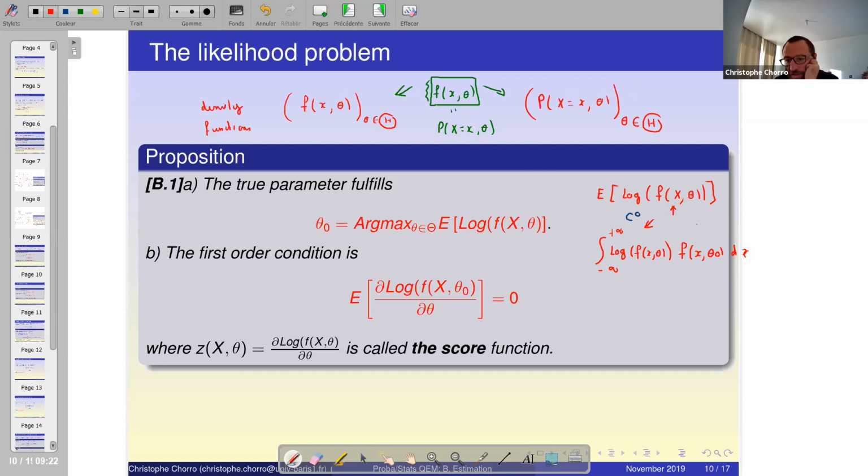If I am in the discrete case, what I have to compute, I have no integral, I have a sum, of what? Over the possible values for capital X. So x belonging to X(omega), of what? The logarithm of f_X, excuse me.